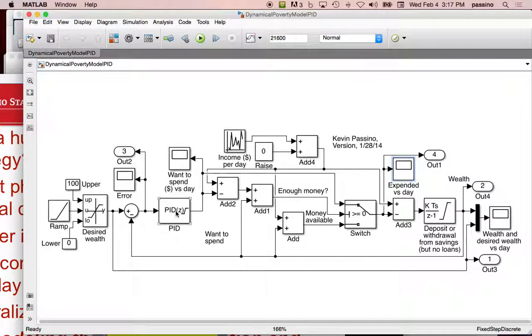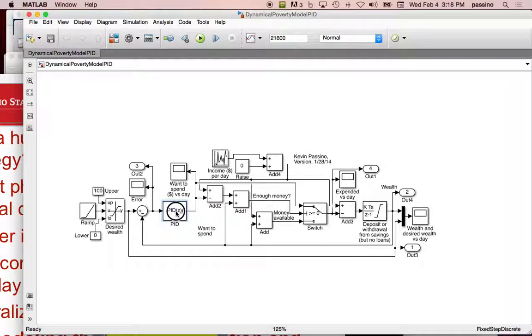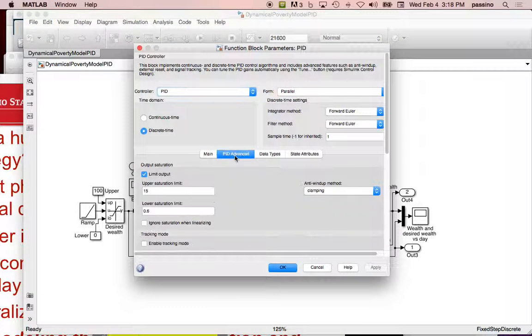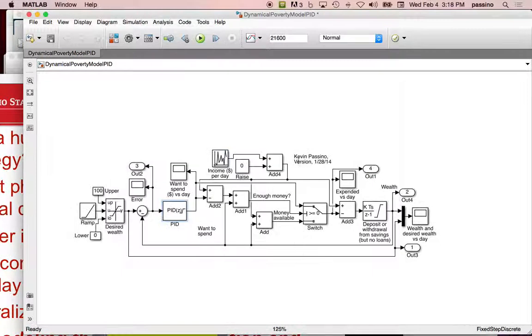Now, here's the thing. If you go here, you can start adjusting anything and see what happens. That's what's fantastic. And that's what I'll be asking you to do for homework problems, the homework two. So on this diagram, one thing you can do is pop this baby open, go to PID advanced, and change this guy to 0.95. That was my second run. Go up here, run it again.